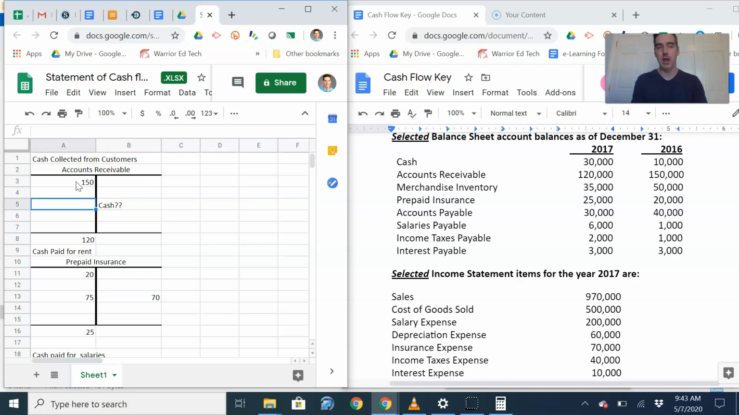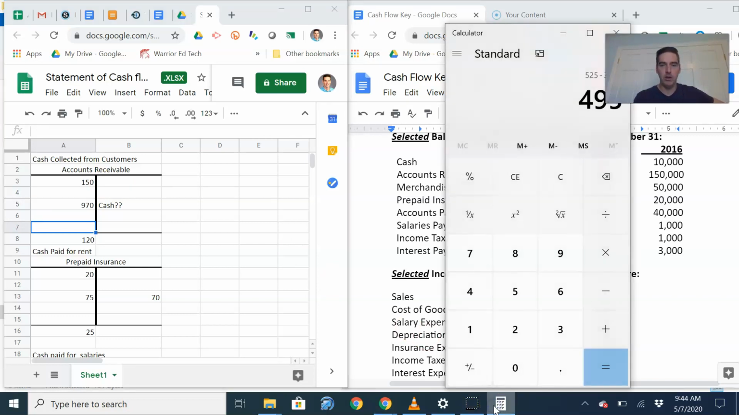And what makes the receivable go up is the sales figure. We debit the receivable, credit sales, get 970. So I'm going to go to my calculator. Those are bigger numbers than 1, 2, 3, 4. So we have the 970 and the 150, and there's our total. We know that number is 120 bigger than the credit. So when we take out the 120, we get $1 million.